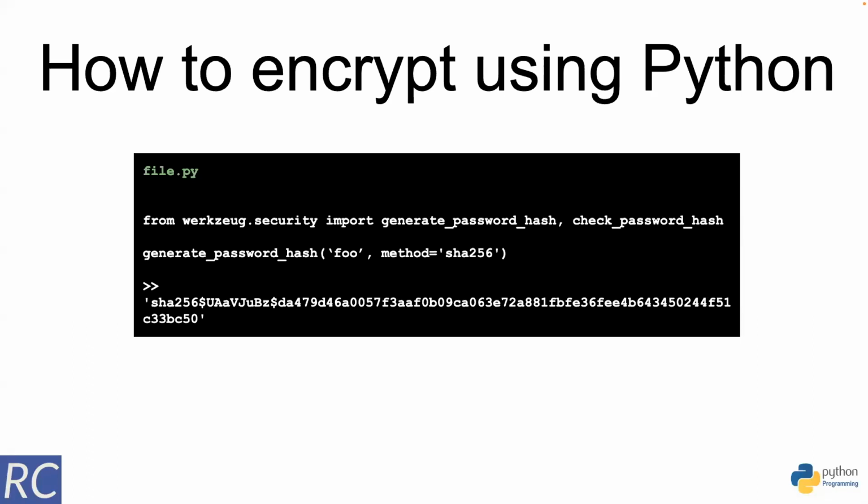So basically, in English, what you're saying is: from tools.security import generate_password_hash and check_password_hash. After we import, generate_password_hash is the function that we need to call. The first parameter, as you can see, is the password itself, the password that you want to hash. The second parameter is the algorithm that you use. Now we are specifying that we want to use SHA-256.